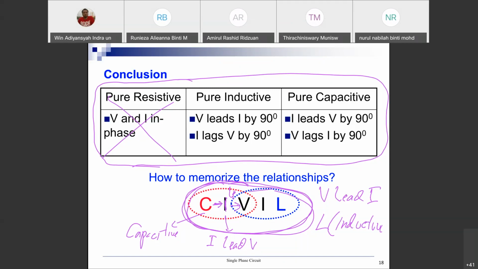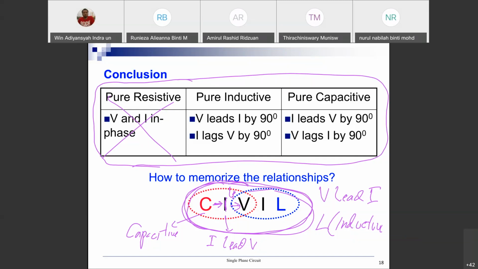Civil: C is capacitive, I current leads voltage. And then VIL: voltage leads current in inductive. The angle is always 90 degrees. Okay, that's the other simple technique to memorize and understand pure inductive or pure capacitive.